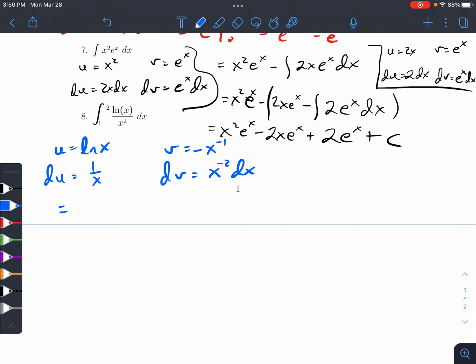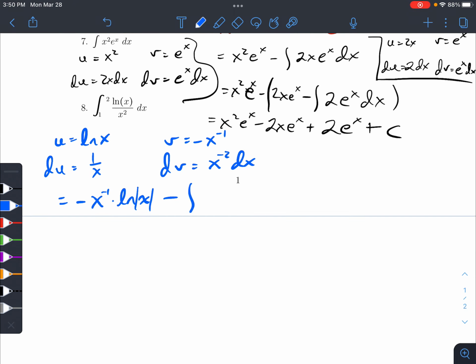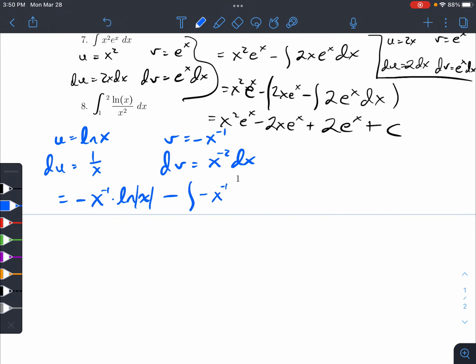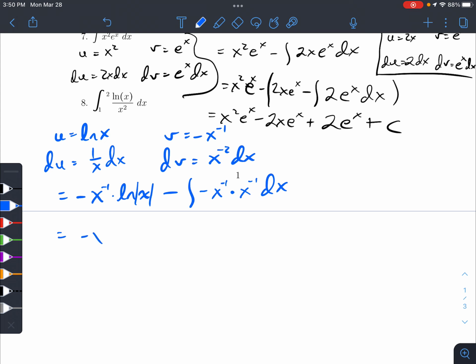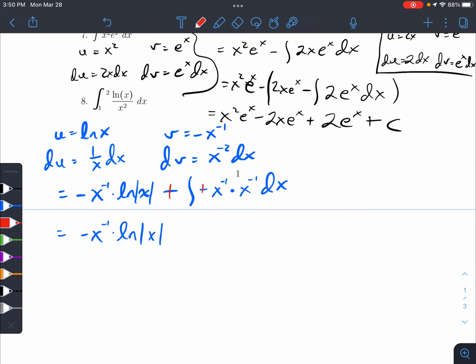And so I get the integral, or my antiderivative, is equal to uv, which is negative x to the negative 1 times ln of x. There should really be absolute values around here. And then minus the integral of v du, which is negative x to the negative 1, times 1 over x, should be a dx over here. 1 over x is equal to x to the negative 1, so I'll write that as x to the negative 1 as well. And so this equals negative x to the negative 1 times ln of absolute value of x. These two negatives become a positive, so plus x to the negative 2. When you multiply these two things, the exponents add, dx.